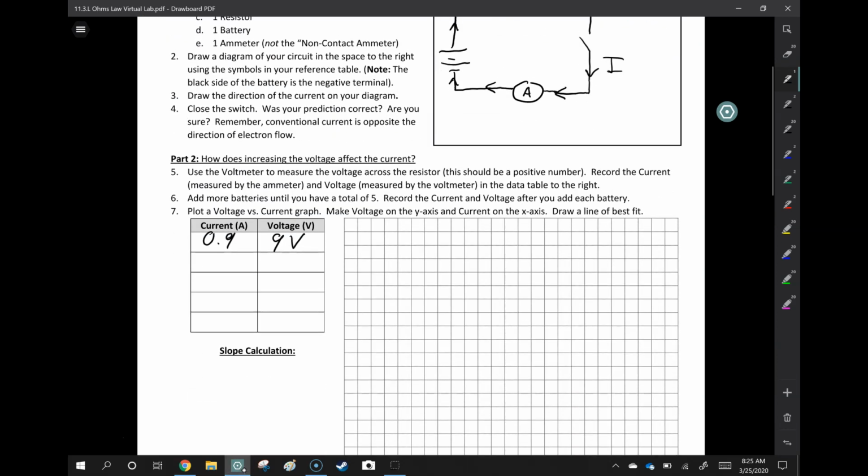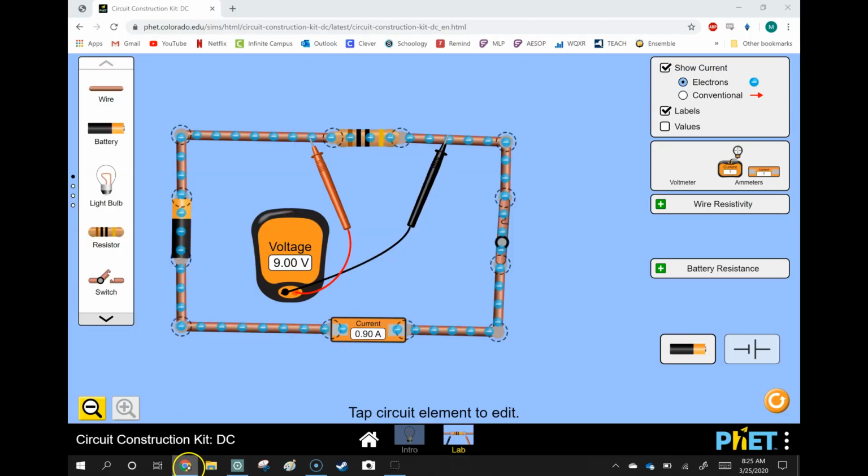Anyway, number 6, add more batteries until you have a total of 5. Record the current and voltage after you add each battery. I'll show you how to do one and let you do the rest of the work because I've done this before. You're the ones who have to do it. So how do you add a battery? You click on this. Either side will do. You cut that out, and now we have space to add in another battery.